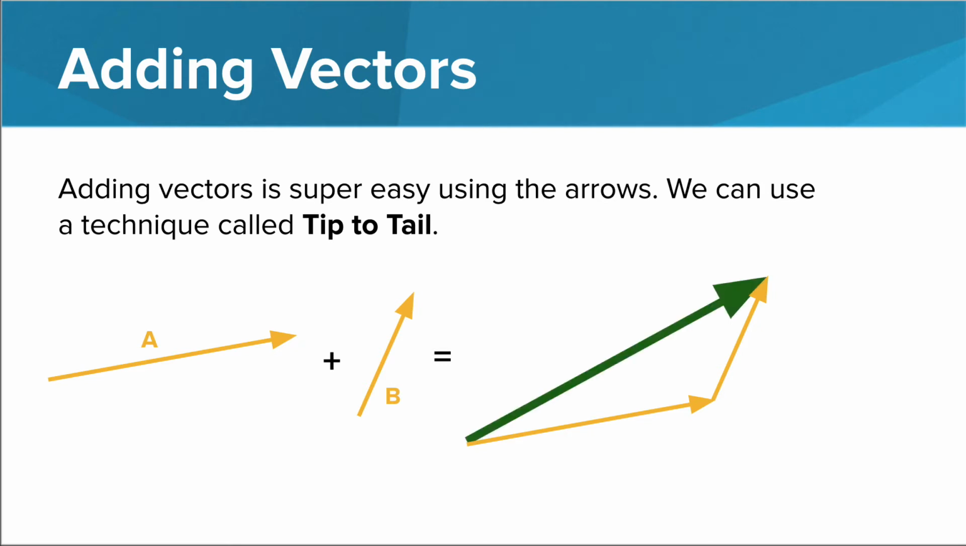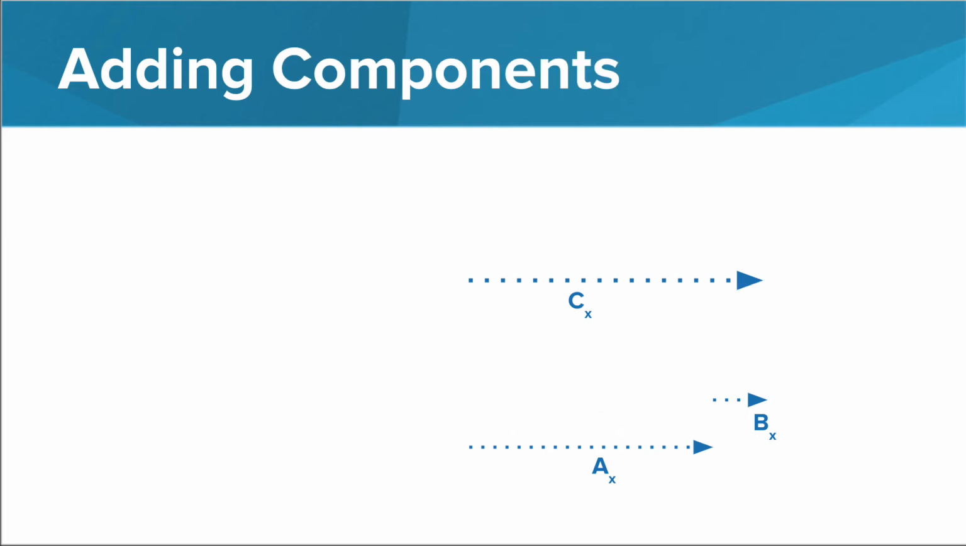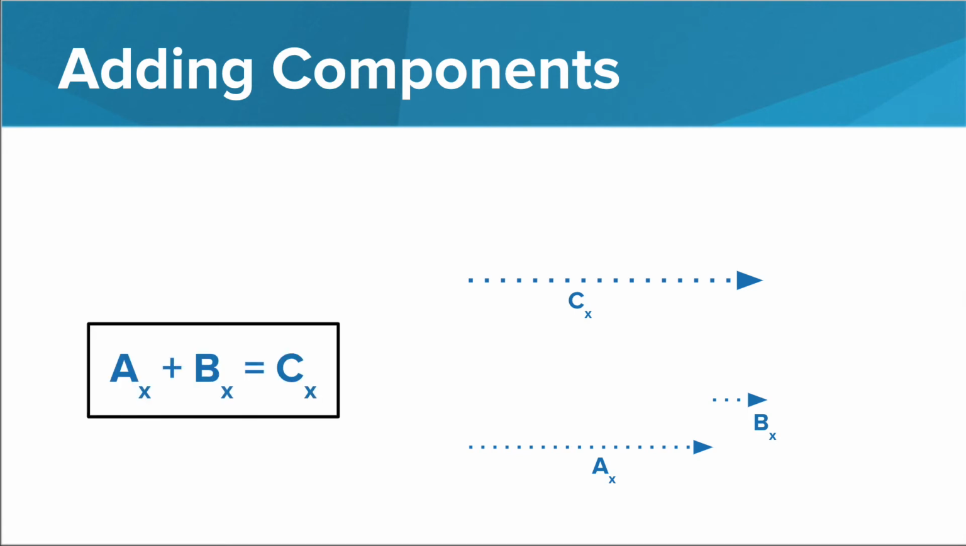Now here's the fun part. Let's draw the x and y components of all three vectors. First, the x and y components of A should be familiar to you by now. Second, the x and y components of B. And finally, the x and y components of C. There's a lot on this one diagram, so let's isolate the x components of all three. What we can see is that Cx, the x component of the resultant, is actually the same length as Ax plus Bx. So we can say Ax plus Bx equals Cx.